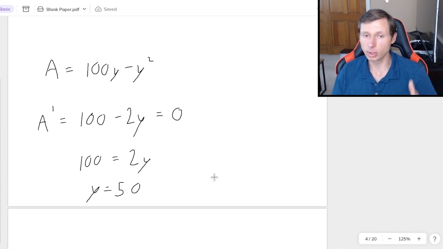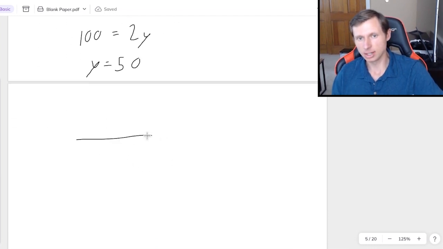Now, since we only have one critical point, it is very, very likely that that's going to be our maximum dimension for the area. However, we still technically need to prove it, and to do that, that's where the number line comes in. So 50 is going to go on my number line.